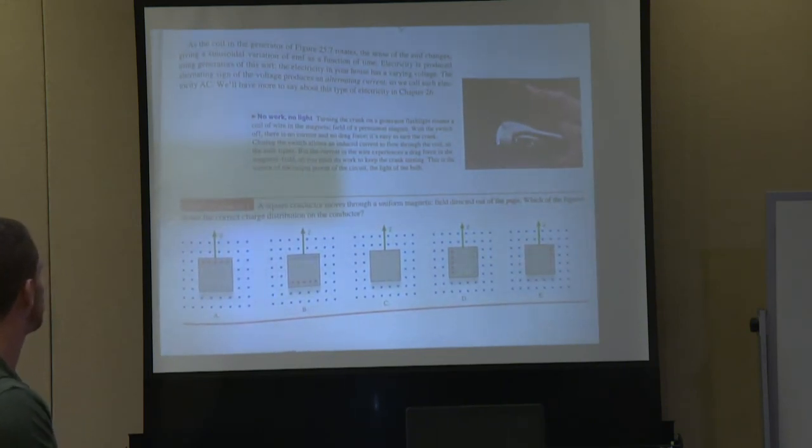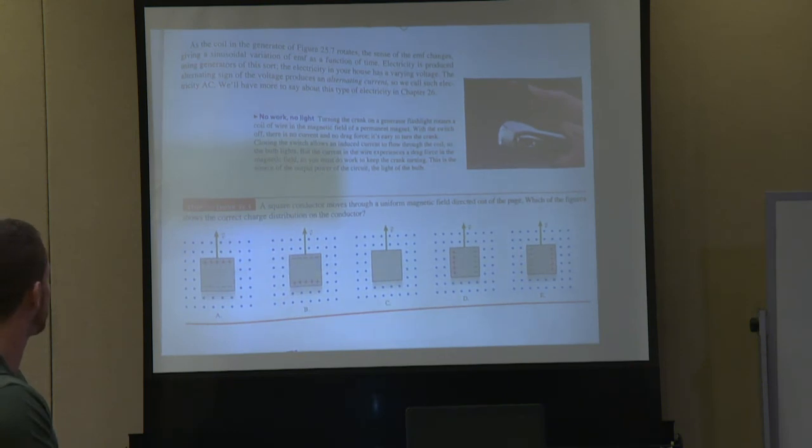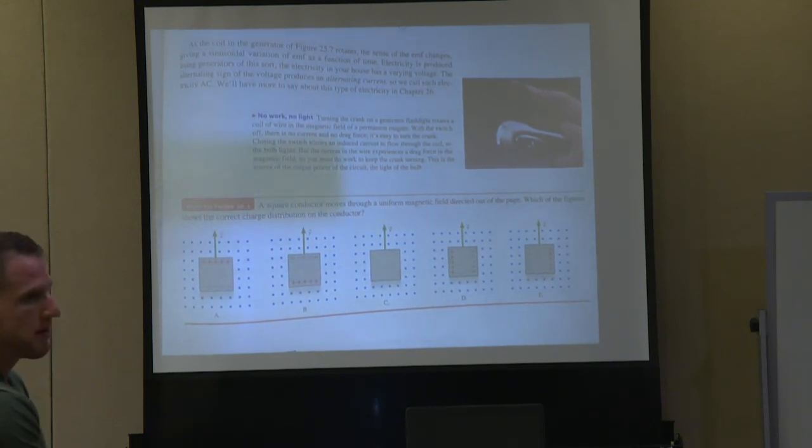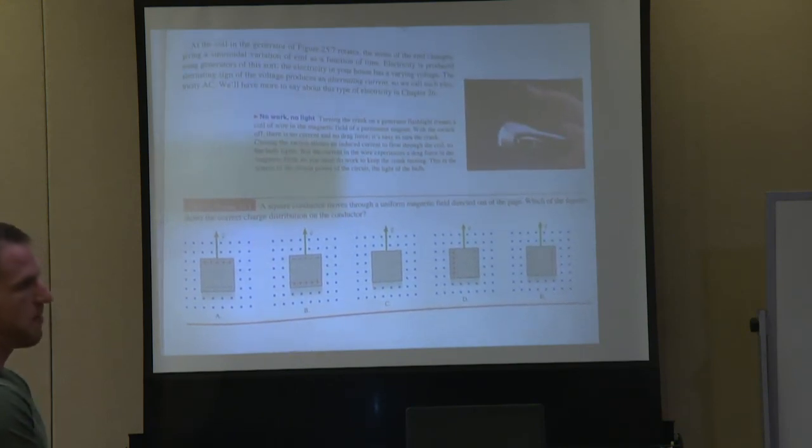A square conductor moves through a uniform magnetic field directed out of the page. Which of the figures shows the correct charge distribution on the conductor? So for this one, you're going to want to use the right-hand rule, but not the conventional one that is your fingers curled. This one's going to be how I was taught, the 3-finger rule.